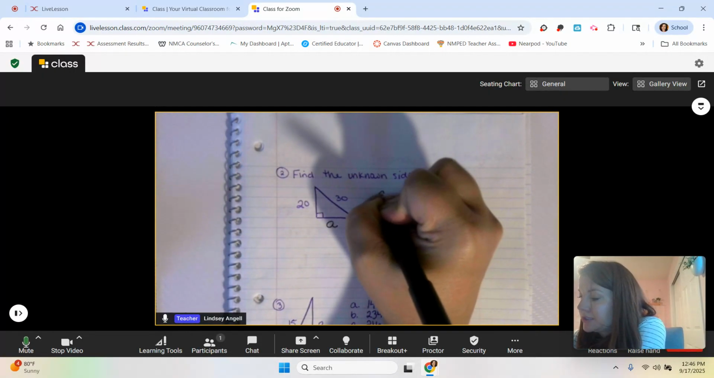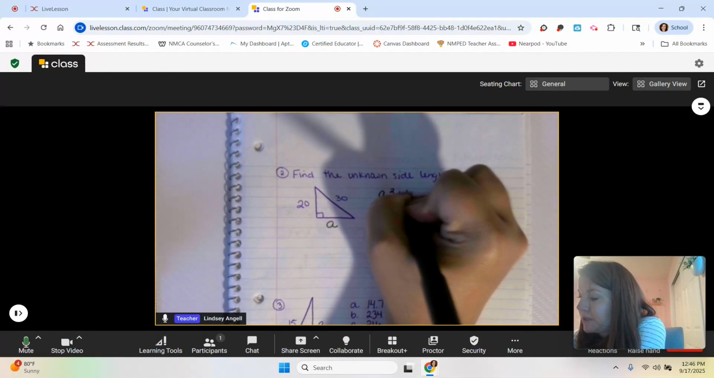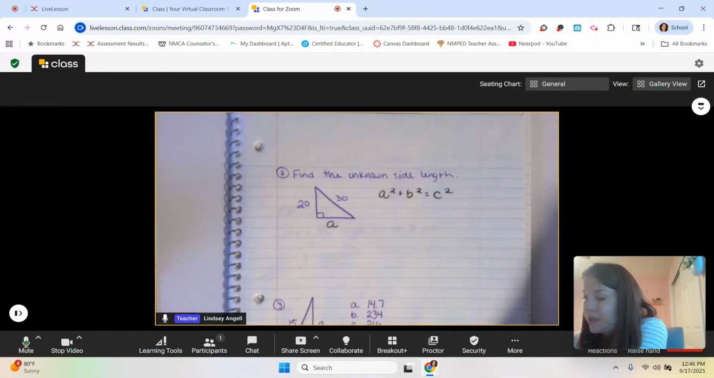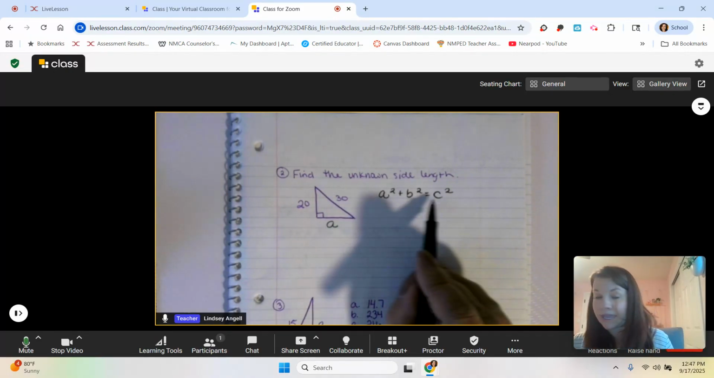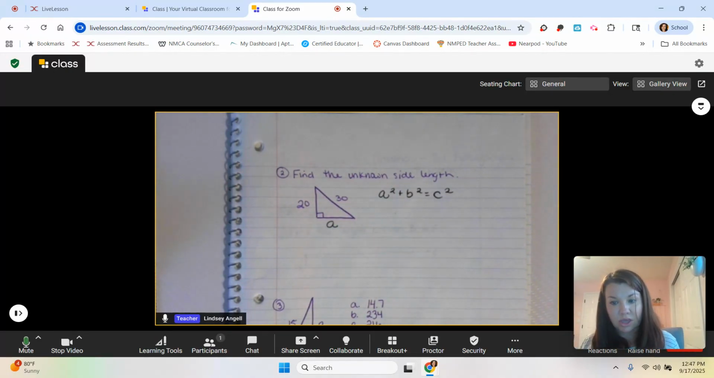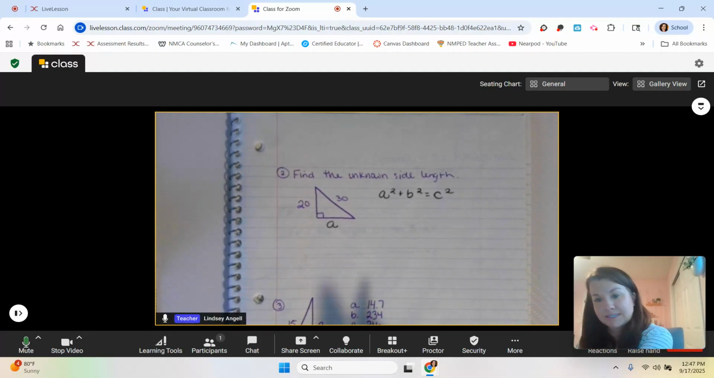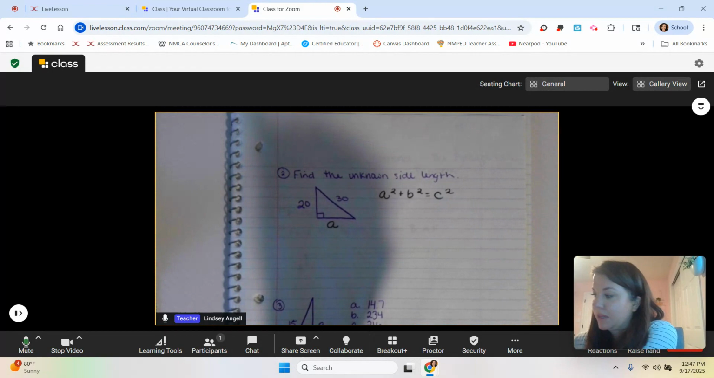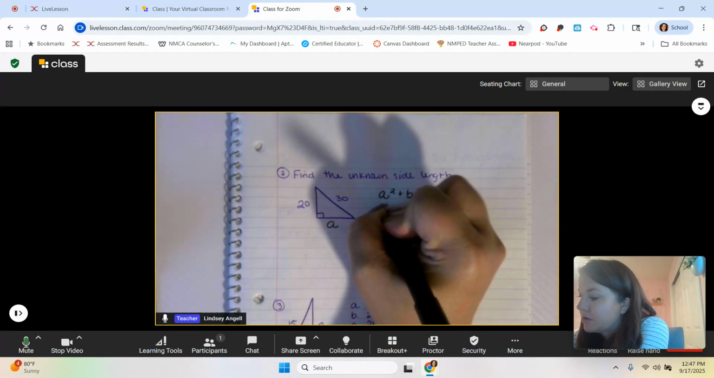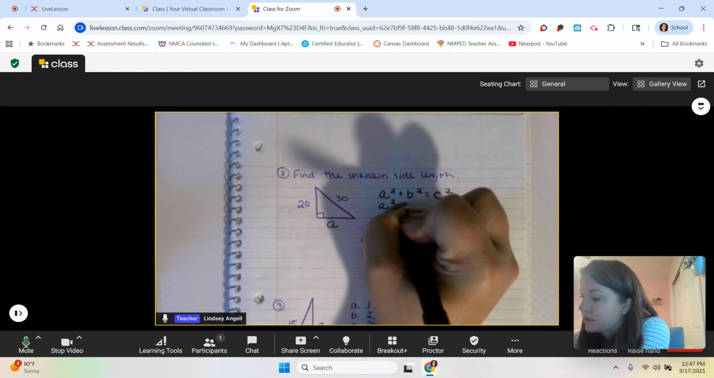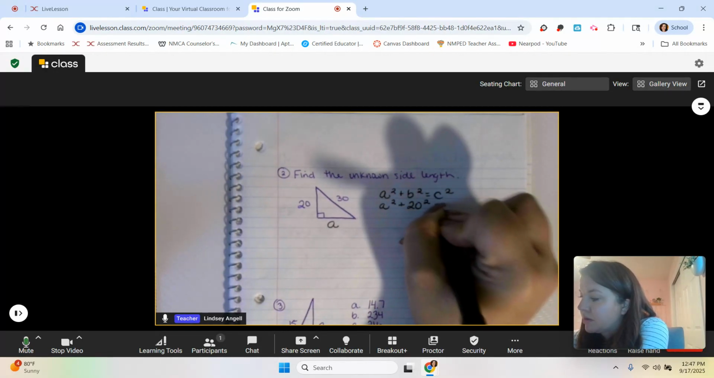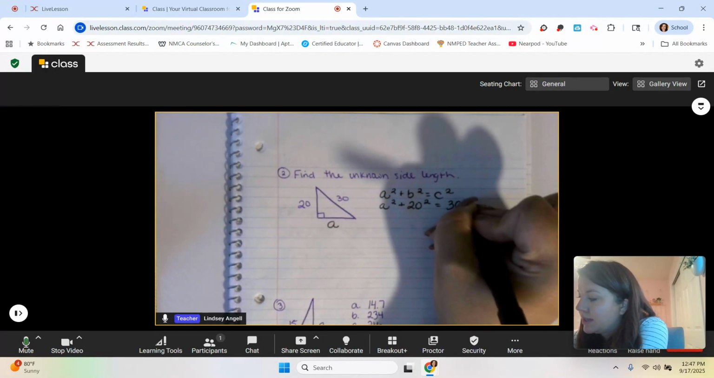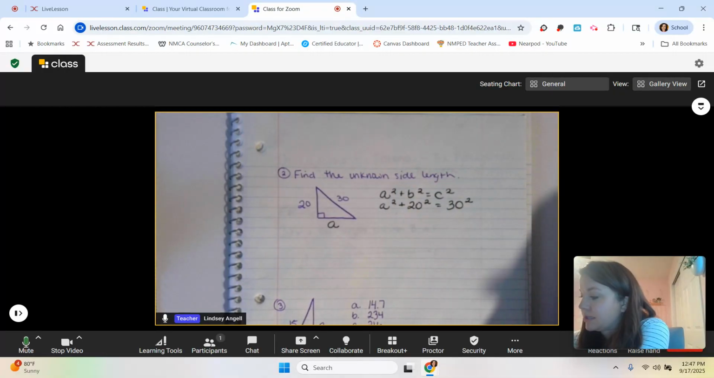Just like the last problem, we've got A squared plus B squared equals C squared. It's a good idea to write the problem down like I did here to make sure that you put everything in the correct spot, at least until you're used to using the formula. In this case, I don't know what A squared is equal to, but I do know that B is equal to 20. So I've got 20 squared, and then C is 30, so 30 squared on the right.